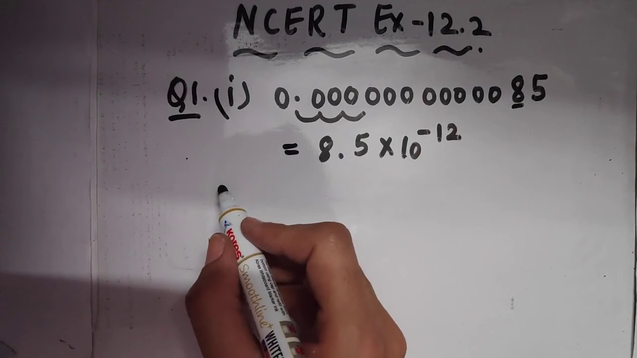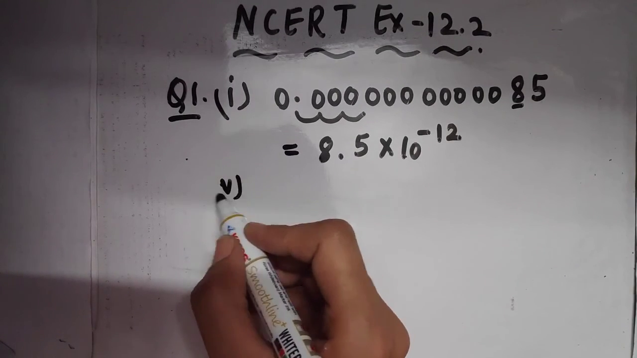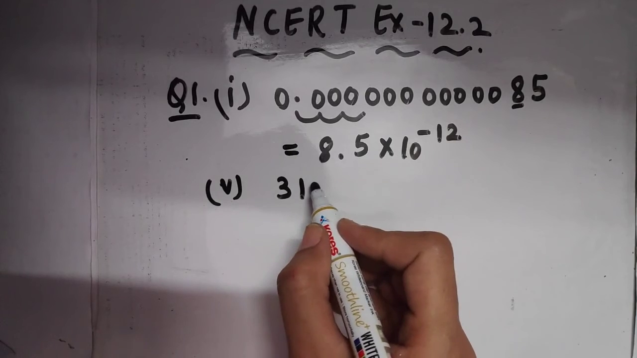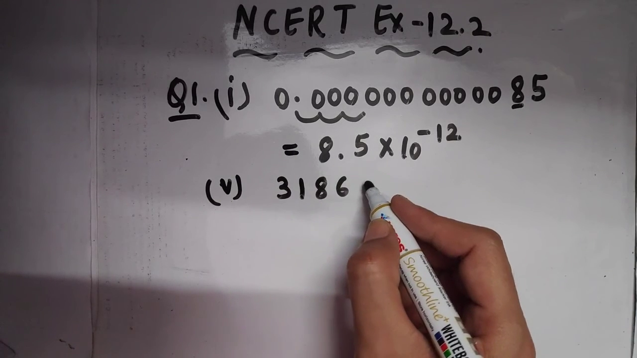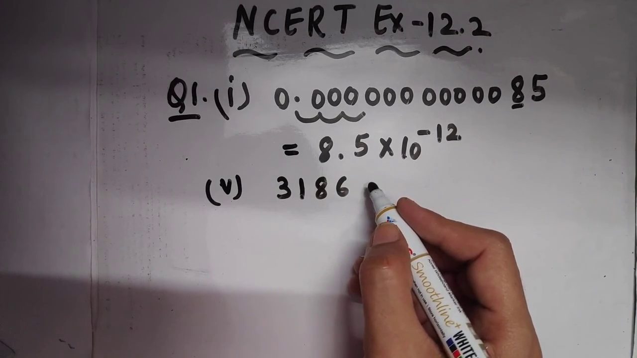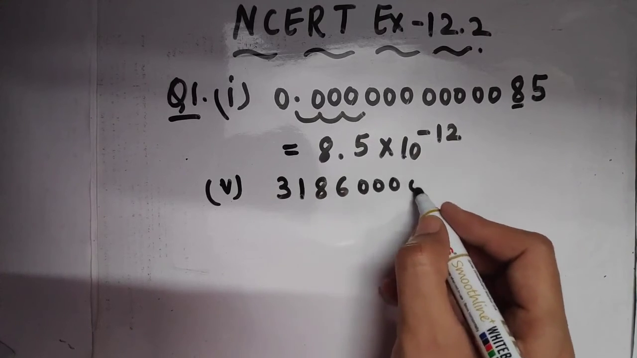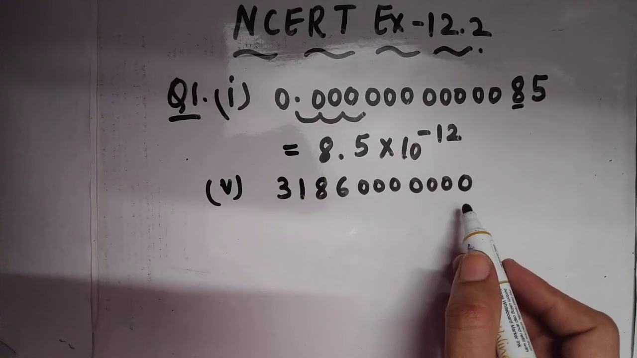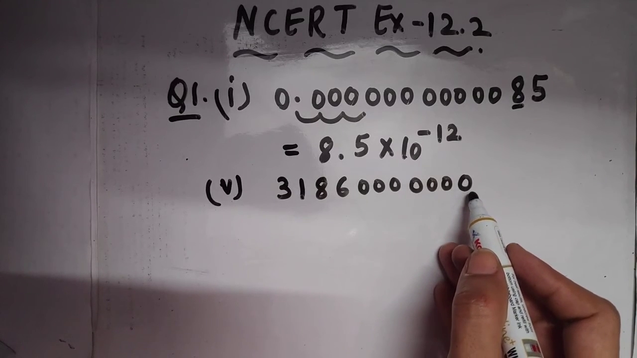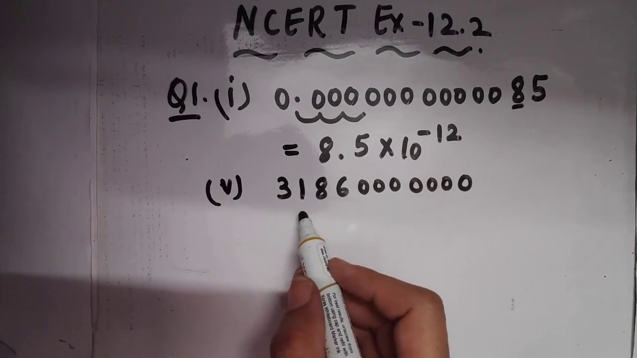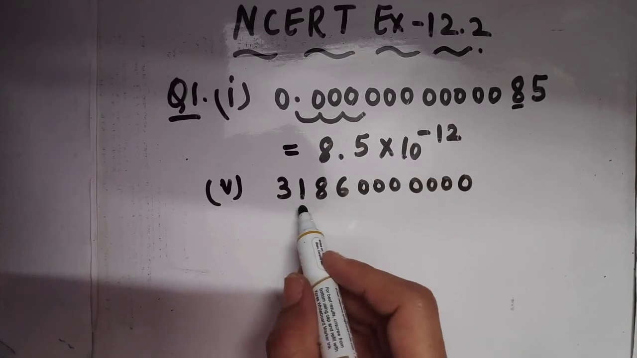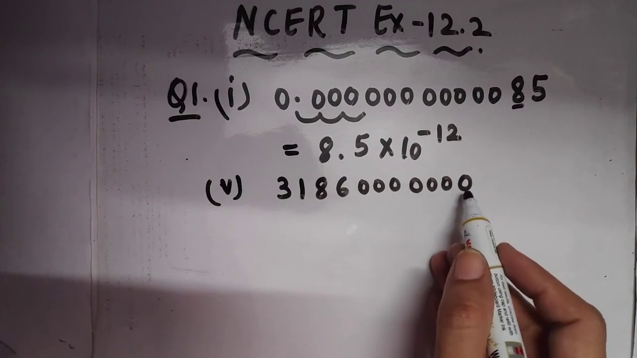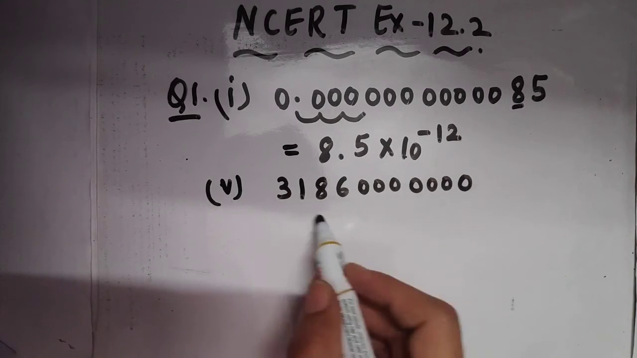Let us talk about the fifth part. It is 3186 and how many zeros do we have? 7 zeros. Now here there is no decimal, so we are supposed to move the decimal from right to left. As the decimal is not present on this side, we need to take the decimal from right to left.